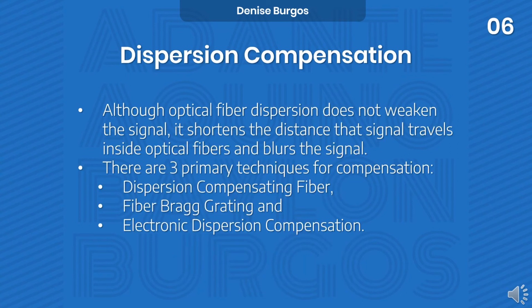Dispersion compensation. Although optical fiber dispersion does not weaken the signal, it shortens the distance the signal travels inside optical fibers and blurs the signal. There are three primary techniques for compensation. First is the dispersion compensating fiber, second the fiber Bragg grating, and third the electronic dispersion compensation.